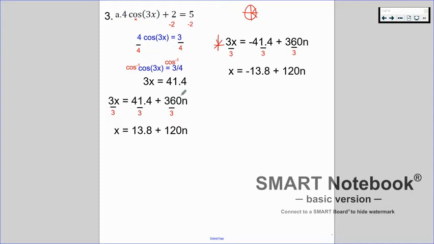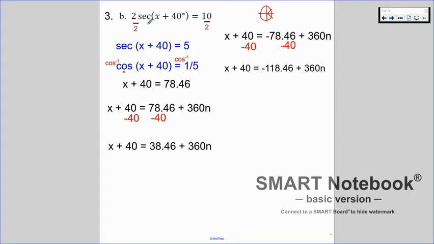So my second equation for cosine, I know that the cosine would be positive 3/4 over here, and it would also be positive 3/4 over here. Cosine is the x value. So I can just use a negative angle, negative 41.4, and then finish my solving. So divide everything by 3. So my solutions are that equation and that equation, and I need to have both of them.